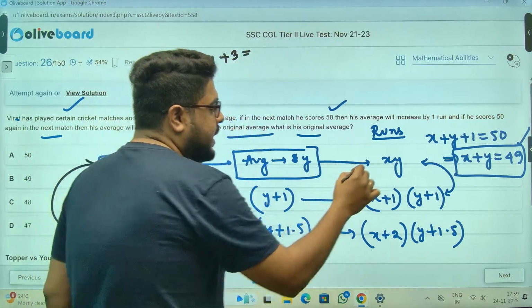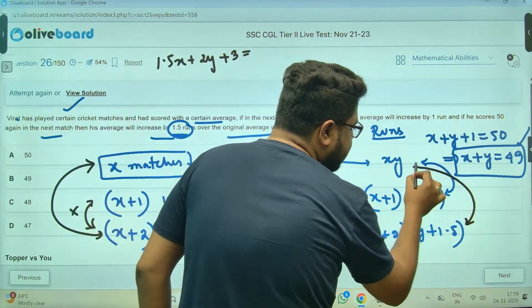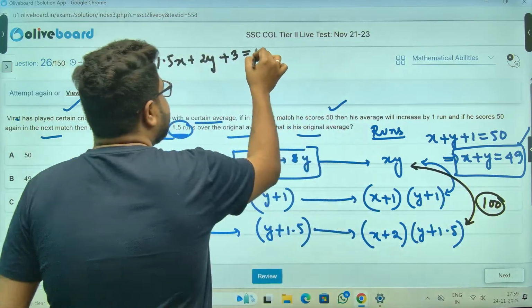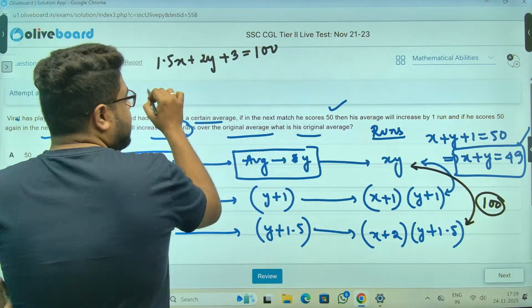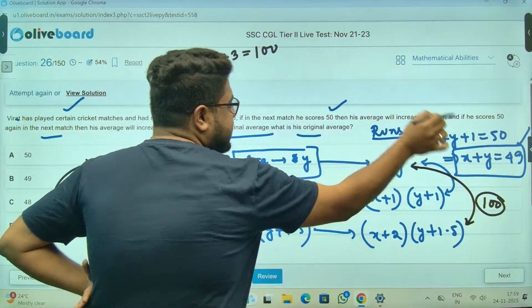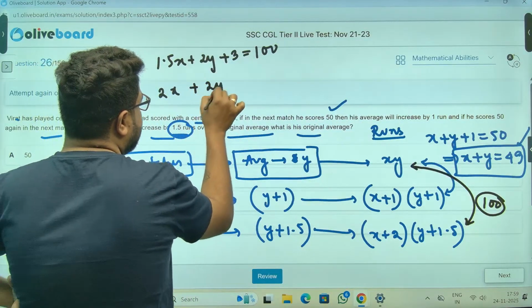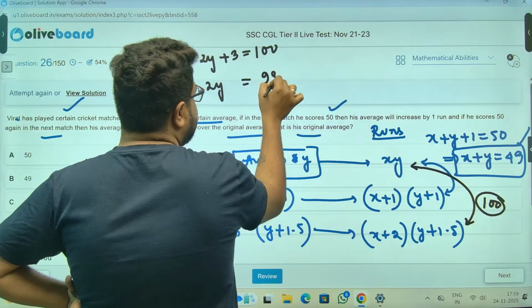Which is equal to, and how many runs has been scored between this? 50 here, meaning total 100. So that is equal to 100, sir. And you see from here I can multiply this by 2. So 2x plus 2y is equal to 98, sir.